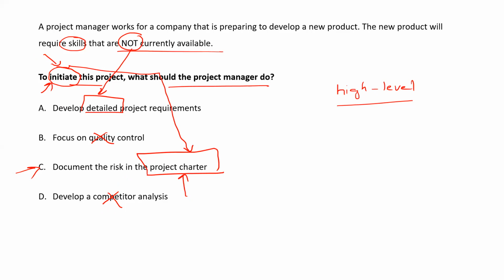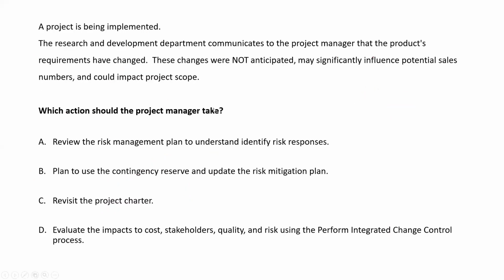Great. Let's go next. Project is being implemented. R&D communicates to the project manager that the requirements have changed. These changes were not anticipated. May means risk, right? They may significantly influence potential sales numbers and could impact project scope. Which actions should the project manager take? Review the risk management plan to identify the risk responses.